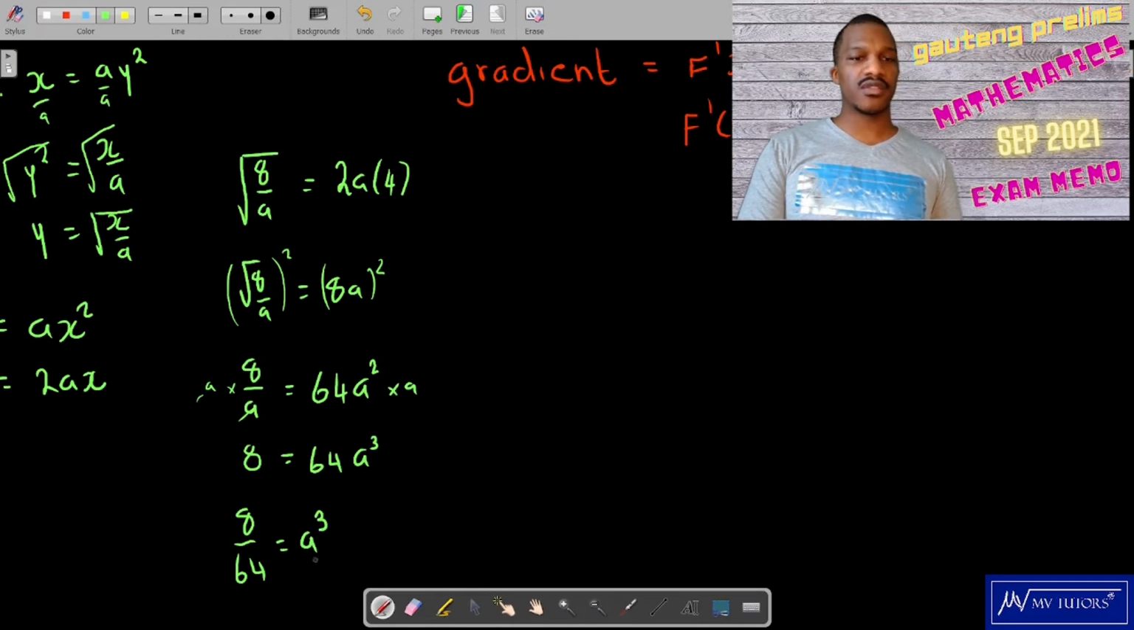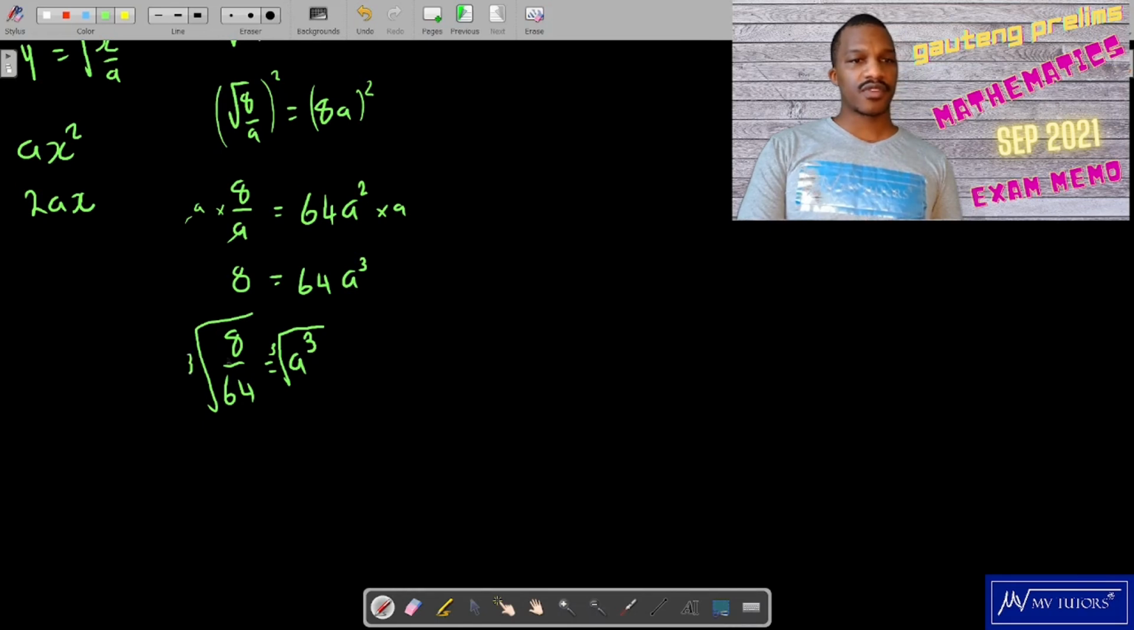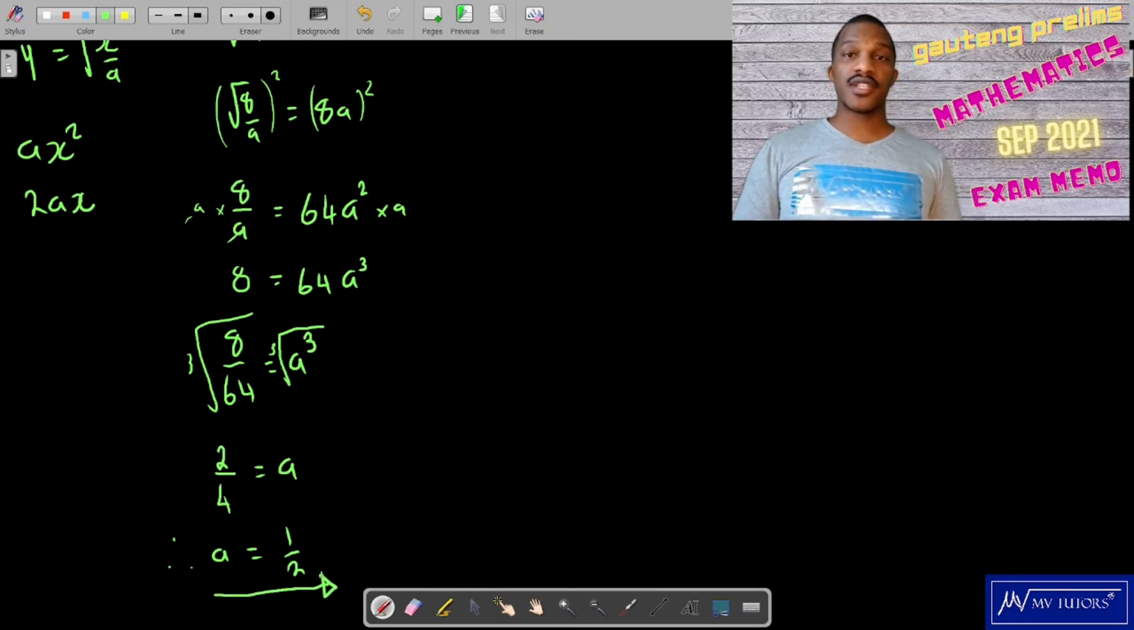Now I have to get rid of the a cubed. So what am I going to do? Yes, you guessed it. I'm going to cube root everything on both sides. Cube root this side, cube root that side. Fortunately, I know the cube root of 8 is 2, over, and then the cube root of 64 is 4. The cube root of a cubed is just a. Therefore, a is equal to a half. That's it. That's how you answer that question.